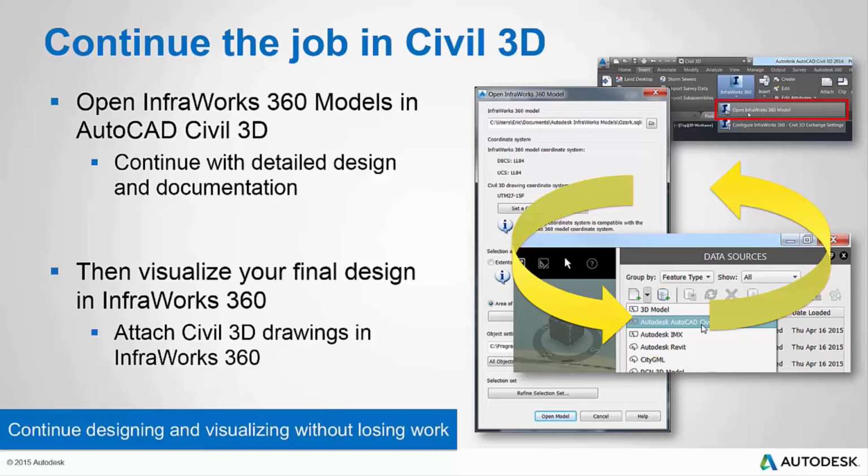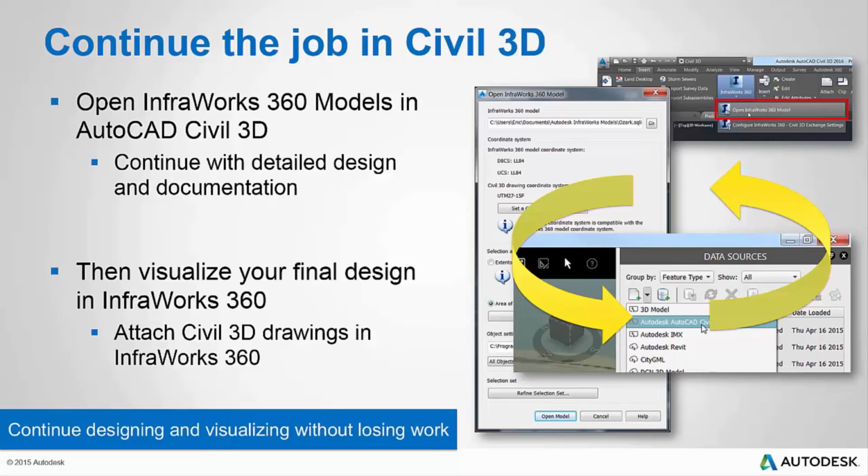And you can do this by simply opening your InfraWorks 360 models in the AutoCAD Civil 3D environment, where you can continue with detailed design and documentation. After you've reached a certain point in your project during that stage, you can even then take it back into InfraWorks 360 and visualize your final design in the context that InfraWorks 360 is so good at providing.